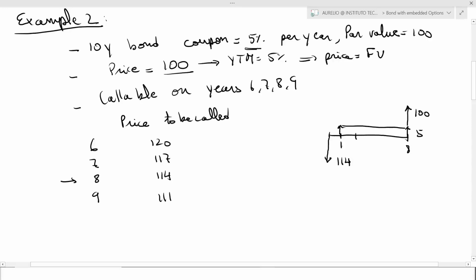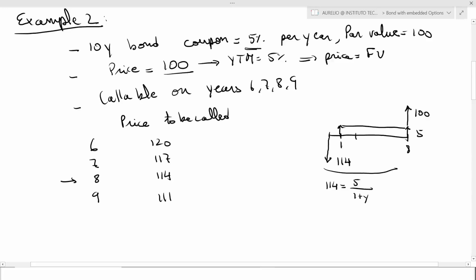which is the price at which it's going to be called. So here you would compute the yield to maturity of this bond, and that yield to maturity is not the real yield to maturity because you have certain assumptions here. So it's called the yield to call. So the yield to call is computed as follows.